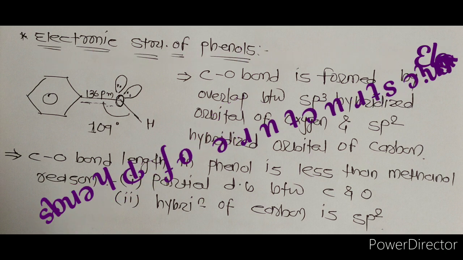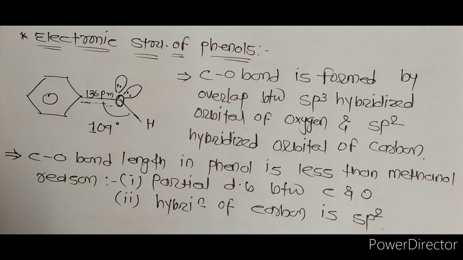Here the CO bond is formed by overlapping of one sp3 hybridized orbital of oxygen and an sp2 hybridized orbital of carbon. Once again, the CO bond is formed using the sp3 hybridized orbital of oxygen, while the sp2 hybridized orbital of carbon, because the carbon present in a benzene ring is double bonded. So oxygen utilizes its sp3 hybridized orbital, while carbon utilizes its sp2 hybridized orbital.